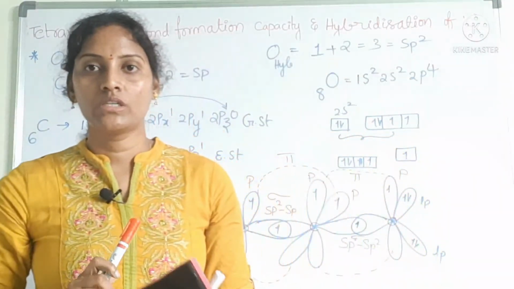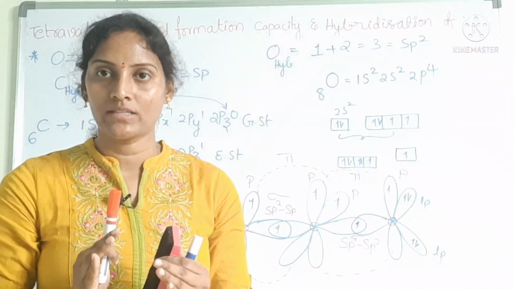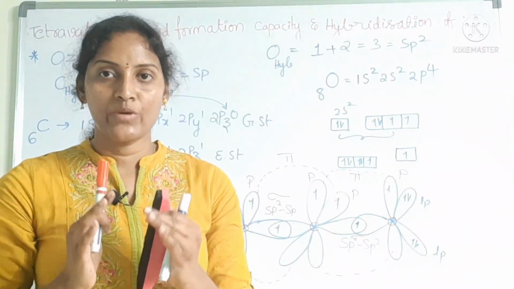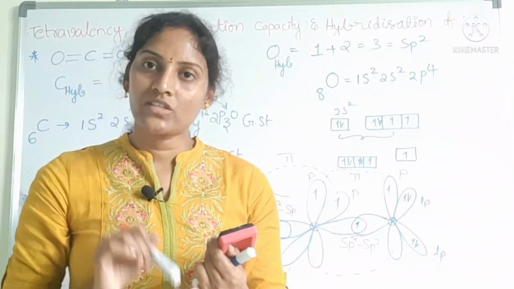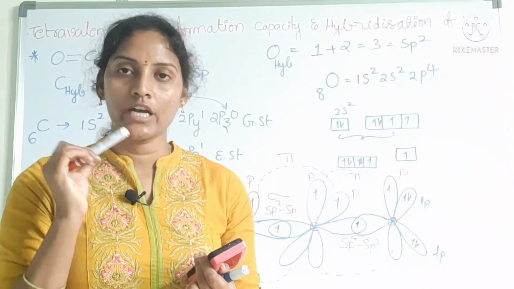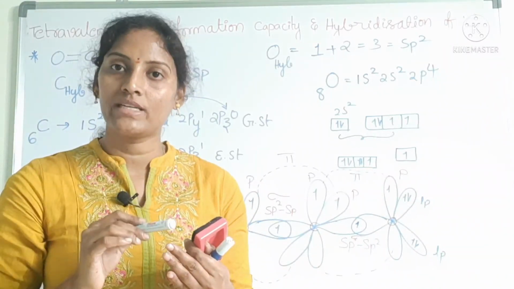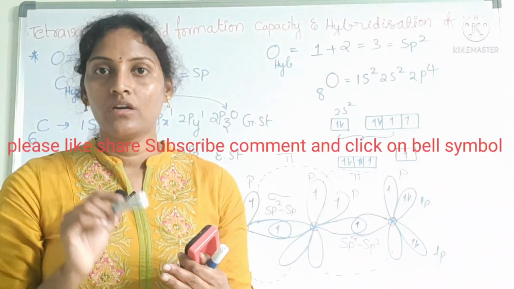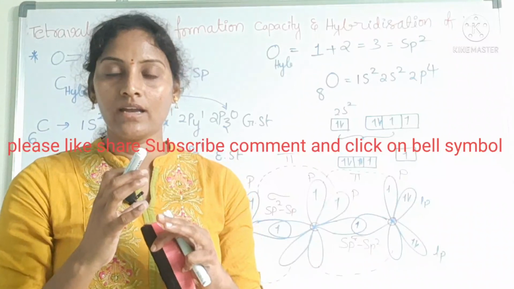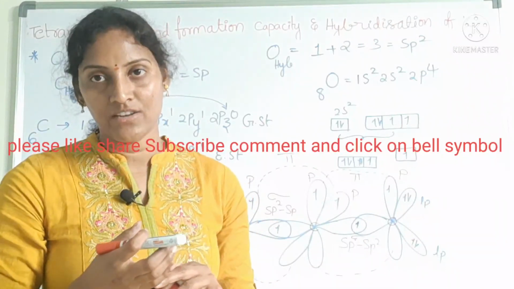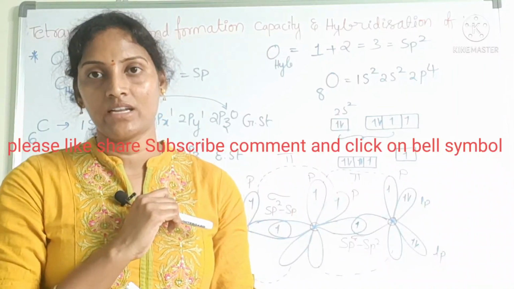This is about carbon's tetravalency, bond formation capacity and hybridization of carbon. See, because of its tetravalency, carbon is able to form different types of bonds to fulfill its octet configuration. So we can say carbon has a versatile nature only because of its tetravalency.